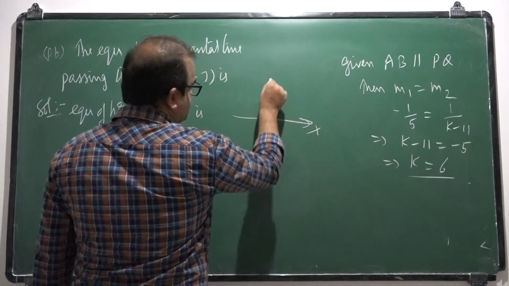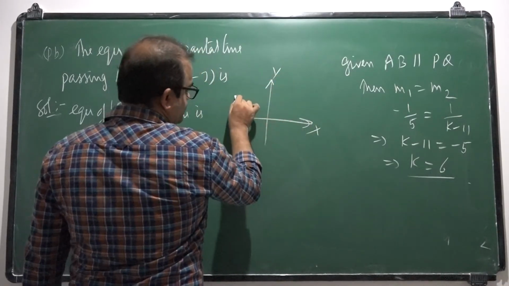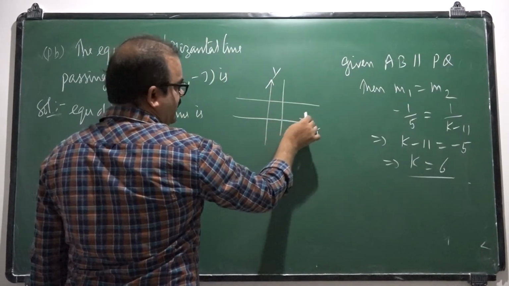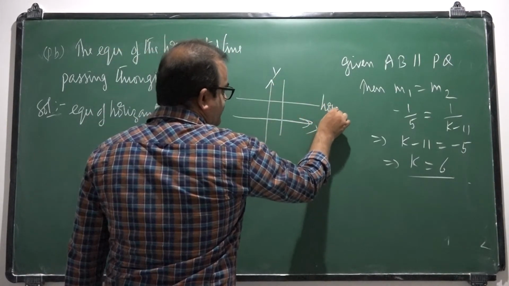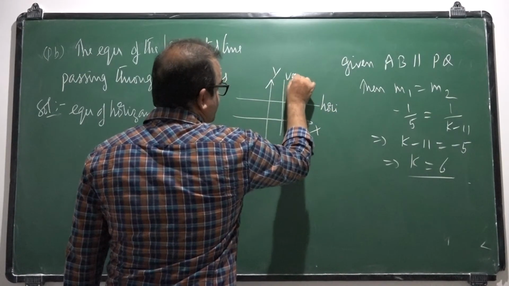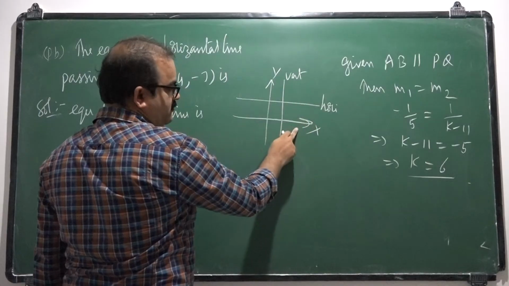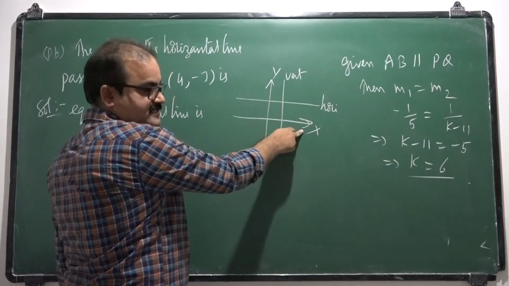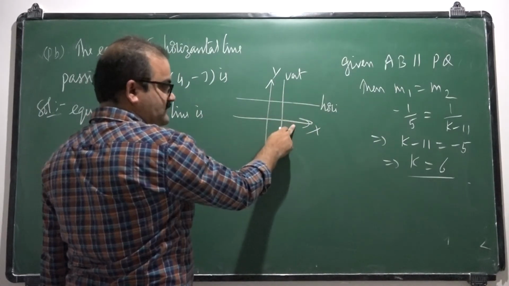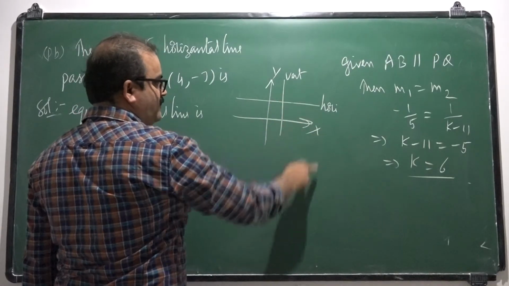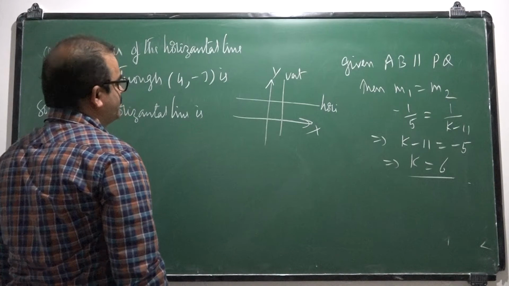This is x-axis and this is y-axis. This is called horizontal line. This is called vertical line. It is horizontal line and it is vertical line. Slope of horizontal line is 0 because slope of x-axis is 0. When two lines are parallel, then their slopes are equal. So slope of horizontal line is 0.